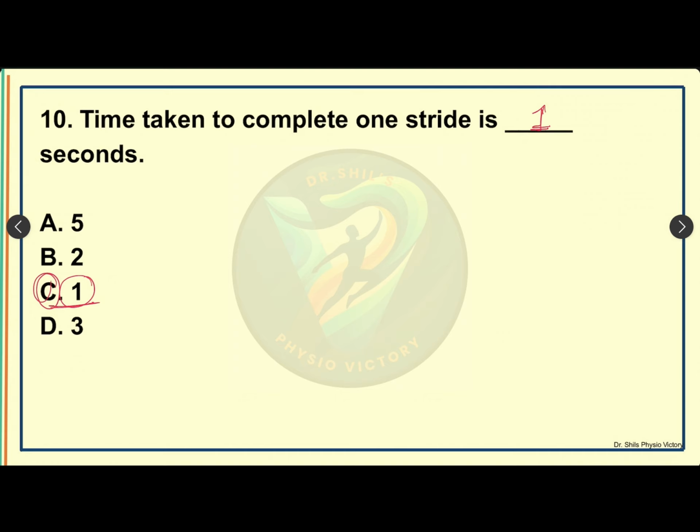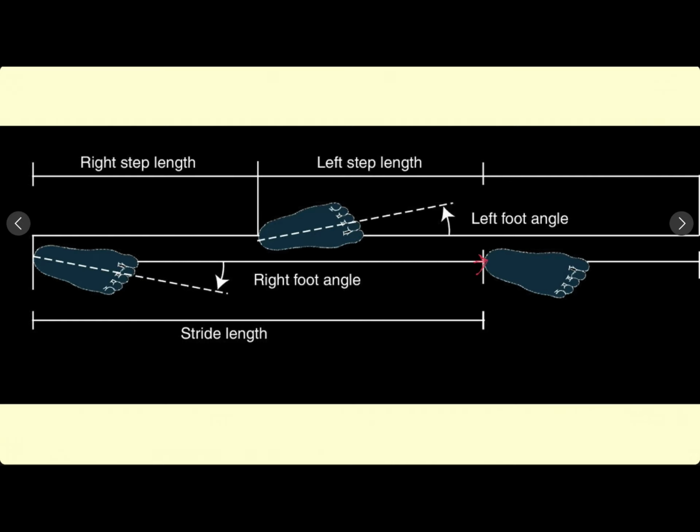You should remember cadence is 110 to 120 steps per minute. So one heel strike to the another leg heel strike is called the step length, and one heel strike to consecutive same leg heel strike is called the stride length.